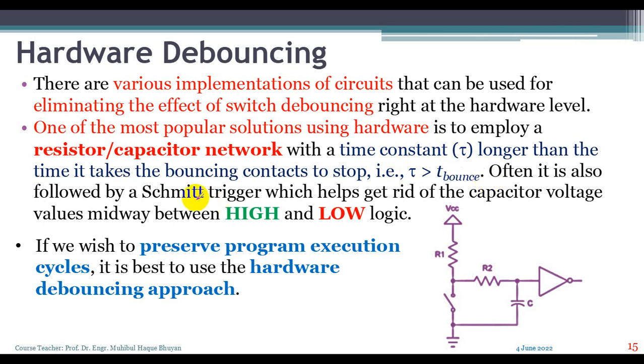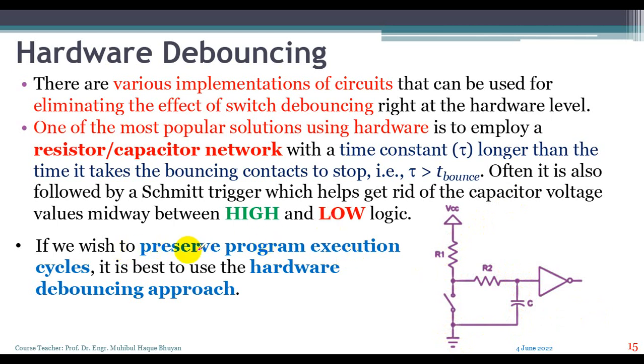Often it is also followed by a symmetry trigger, which helps get rid of capacitor voltage values midway between high and low value. The symmetry trigger is mainly used to get rid of capacitor voltage because a capacitor gets charged and discharged, and it takes time. That means when you close a switch, this voltage makes the capacitor charged. When you remove the switch, the capacitor gets discharged to the ground. So because of the capacitor, we can use the symmetry trigger to make our signal more clean.